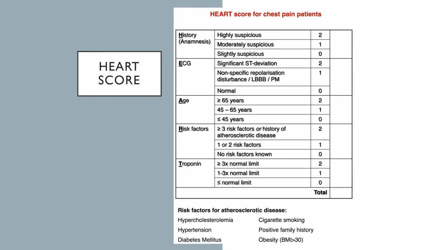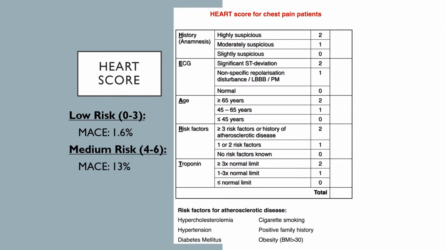The HEART score is a very common scoring system for patients presenting to the emergency department with chest pain. By assigning 0 to 2 points to the patient's history, EKG abnormalities, age, risk factors, and troponin measurement, patients receive a score on a scale of 0 to 10. The HEART score has been validated in several studies and is proven to be a powerful, easy, and above all practical instrument to separate patients into low, medium, and high risk groups.